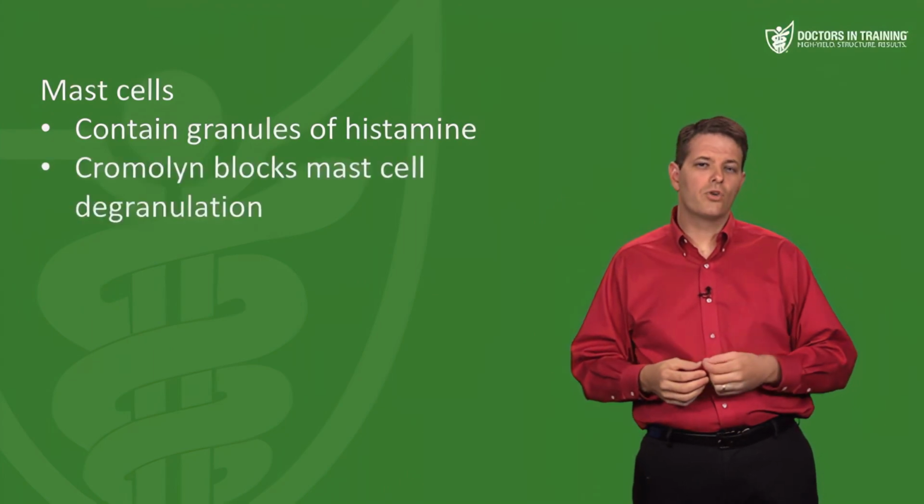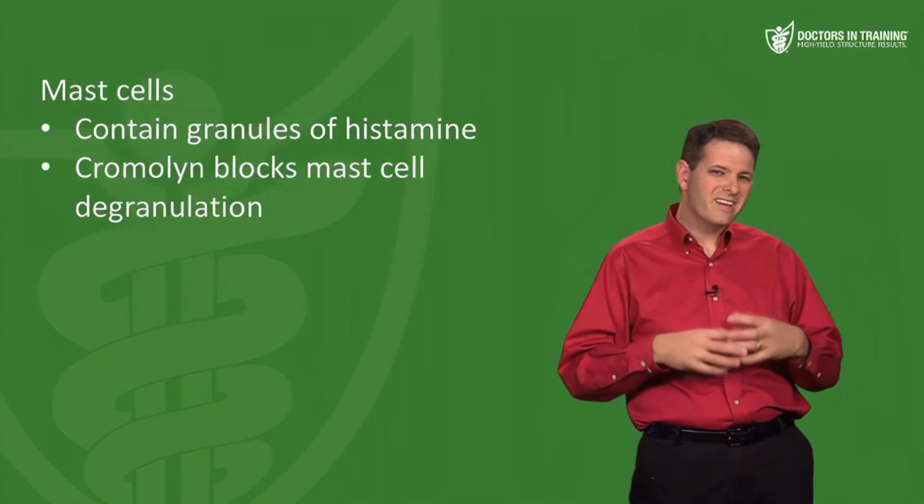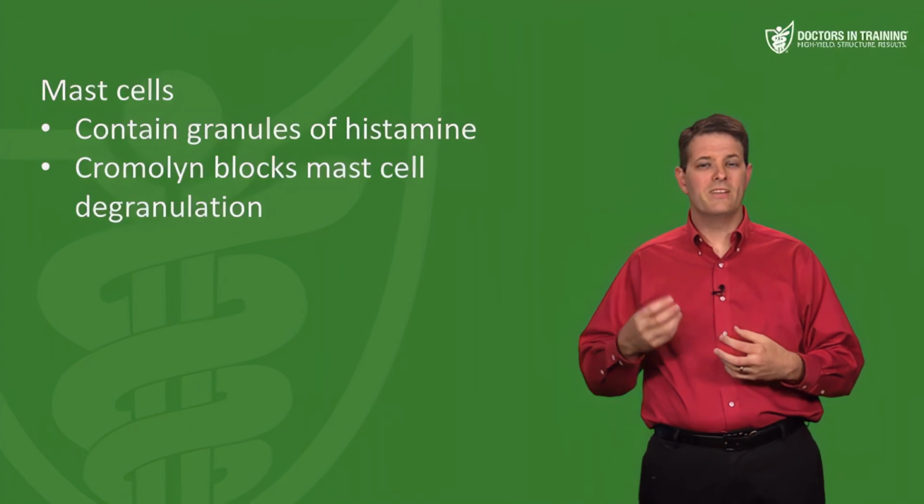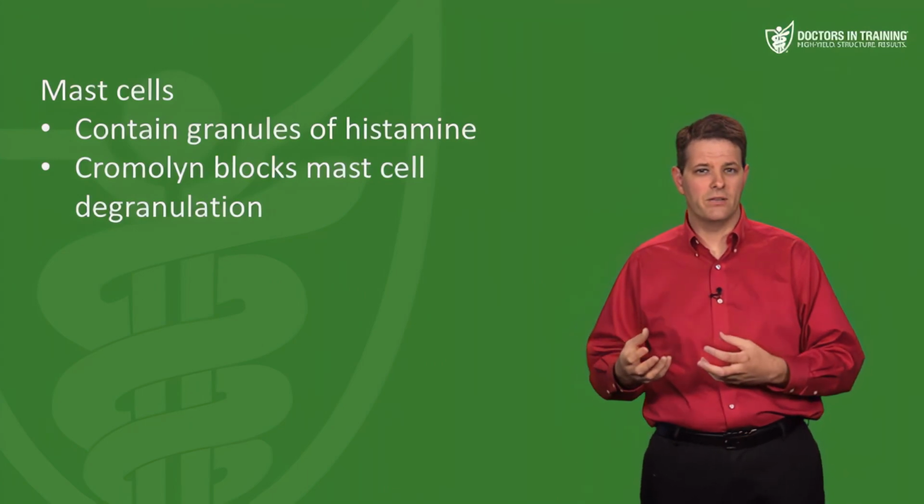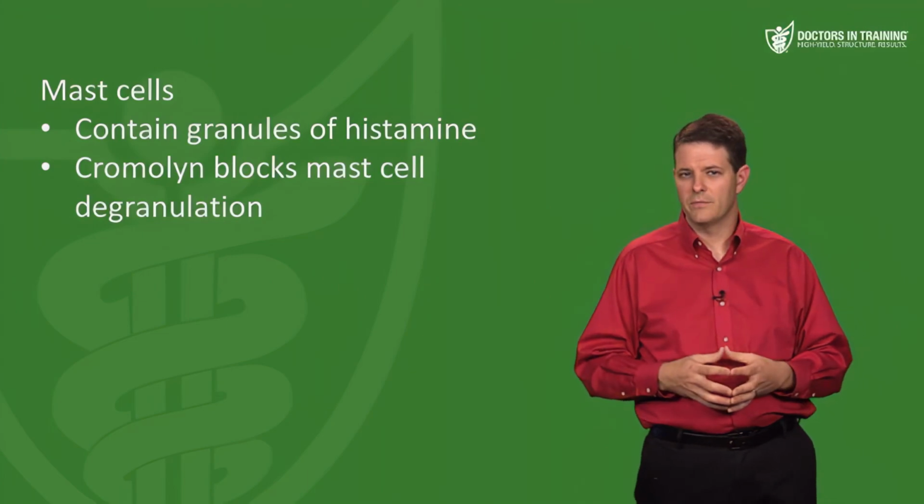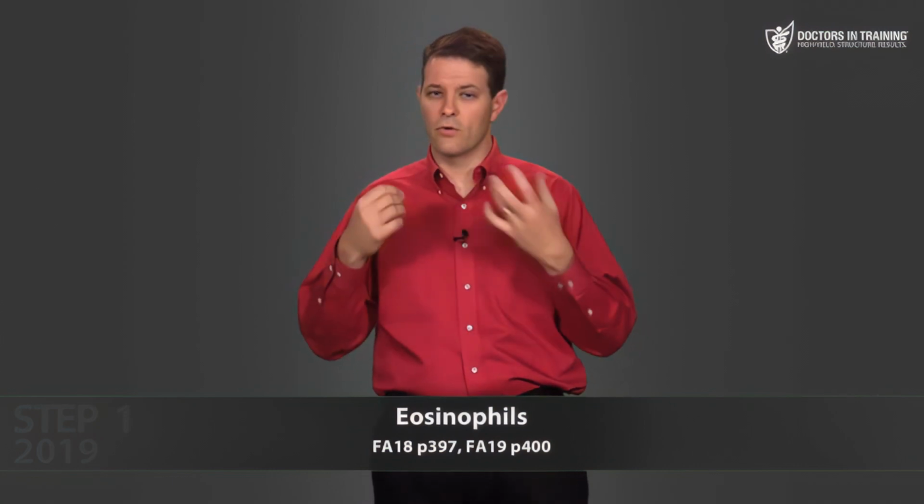You may have heard of a drug called cromolyn that blocks mast cell degranulation. Now this drug isn't really used very much, but it can be inhaled by asthma patients, or it can be used as a nasal spray for allergy patients. But the problem with cromolyn is it has to be used 3 or 4 times a day. Now the main thing you need to know about eosinophils is the differential for a patient with a high eosinophil count in the peripheral blood, which we call eosinophilia.